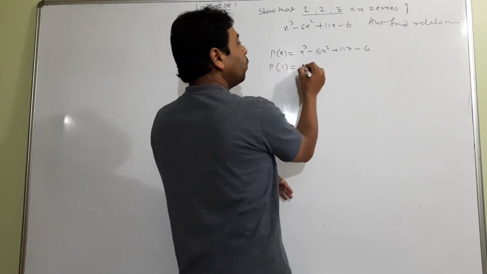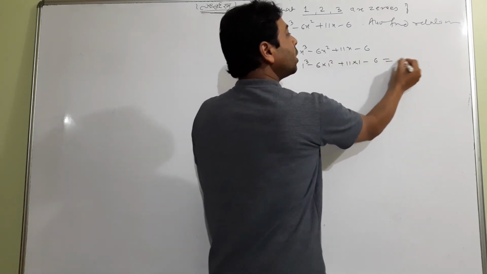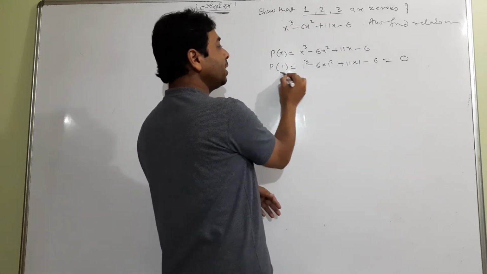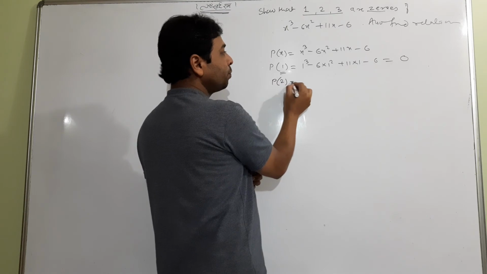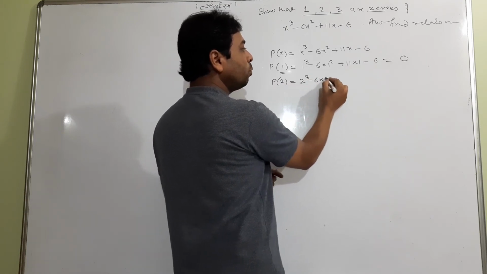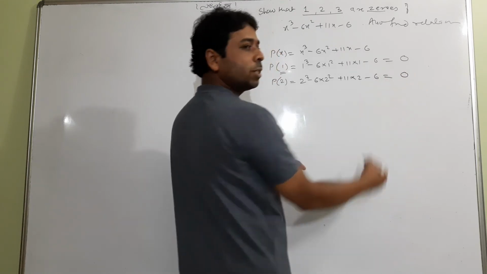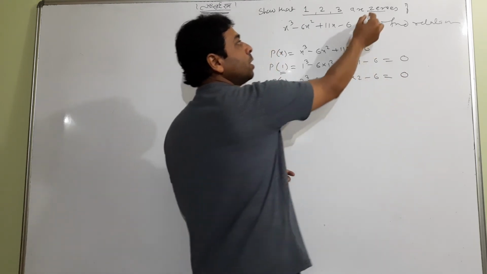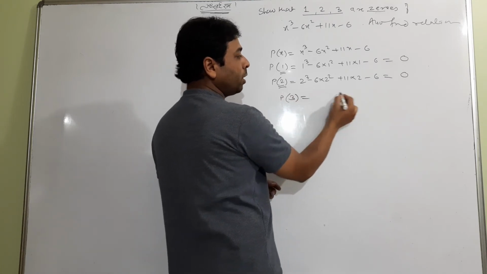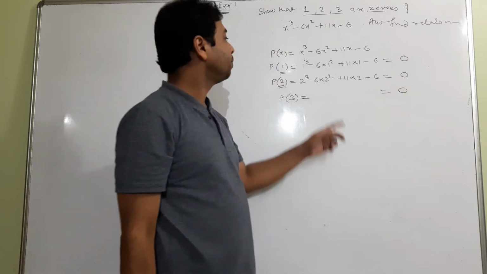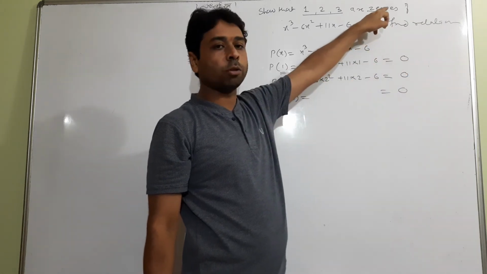So how to check? Put 1: 1 cube, 1 square, 11 into 1. Do it yourself, it is 0. Meaning 1 is a zero. Second, I'll go with 2: 2 cube, 6 into 2 square, 11 into 2, 6. Do it yourself, it is 0. Meaning 2 is a zero. And similarly, guys, p of 3, if you find out, it is again 0. Meaning 1, 2, 3 all satisfy the polynomial. They are zeros of the polynomial.